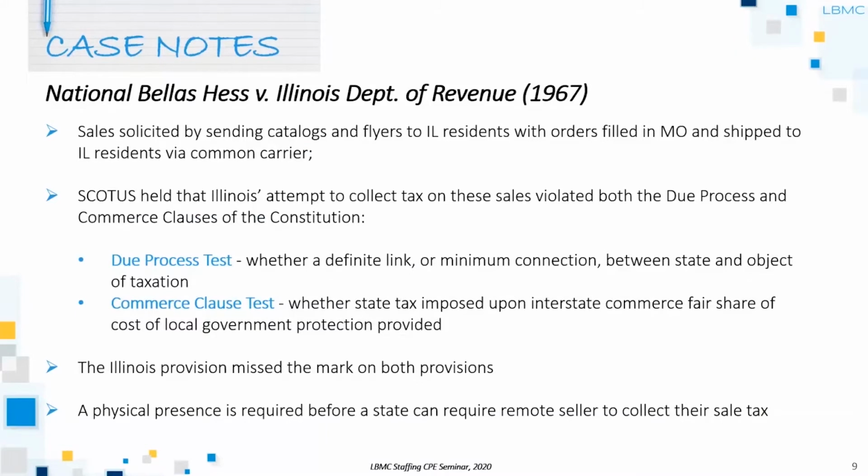And what comes out of this case is the concept of having to have a physical presence in the state. There were two, the due process clause and the commerce clause. I'll talk about those a little bit more. But under both of those provisions, the court held that now a physical presence must be required. And so that's kind of where the physical presence concept emanates from.